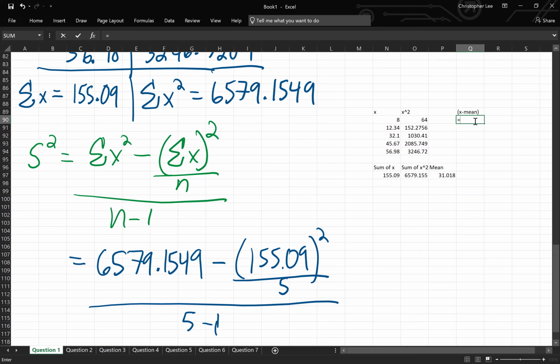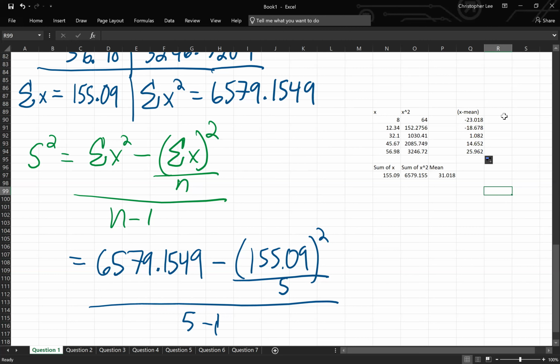So if I'm doing x minus the mean, this will be this number minus this. Yeah, it's fine what you're doing, but I can't have no rounding. That's the big thing. So when I do x minus the mean, my first number here is negative 23.018, negative 18.678, 1.082, 14.652, 25.962. This is x minus the mean for those doing that other way, right?